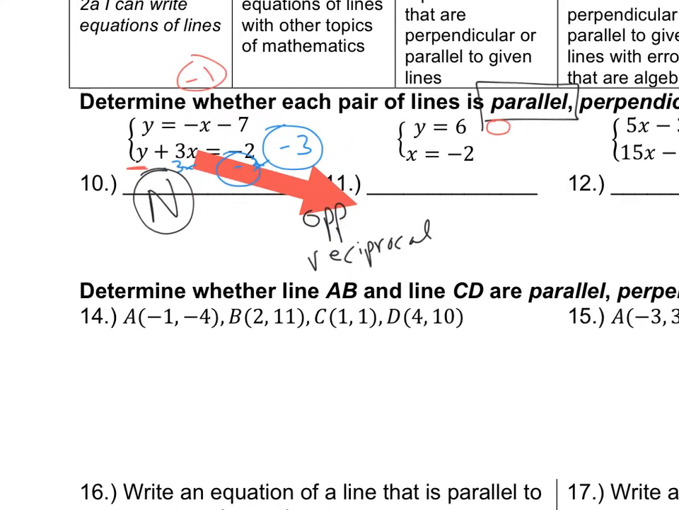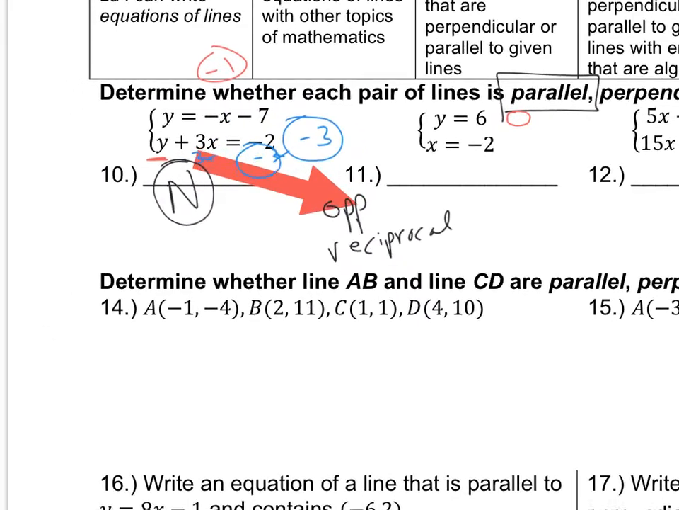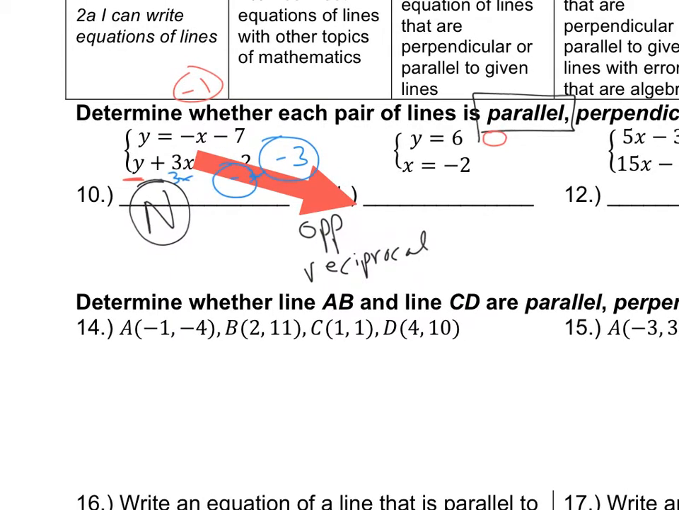If you realize y equals 6 is going to be a horizontal line, x equals -2 is actually going to be a vertical line. And by definition, those two lines intersect at a right angle. So here's a situation where even though we do not have slopes to compare, we can conclude that these two must be perpendicular.